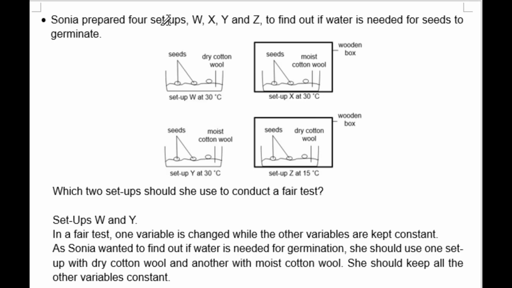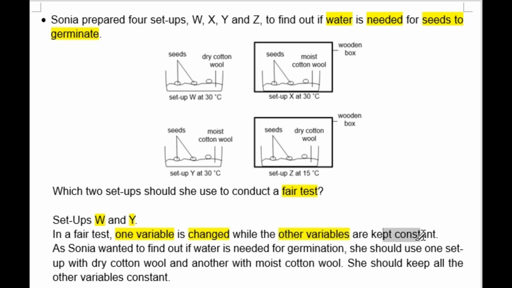A seed requires 3 conditions for germination. The conditions are water, air, oxygen, and warmth, temperature. Sonia prepared 4 setups, W, X, Y and Z, to find out if water is needed for seeds to germinate. Which 2 setups should she use to conduct a fair test? Setups W and Y. In a fair test, one variable is changed while the other variables are kept constant.